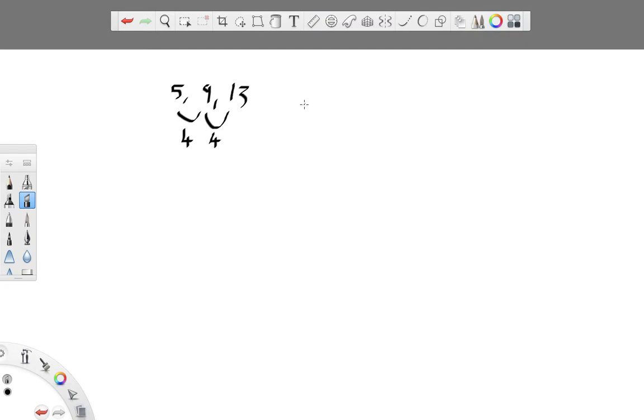So then we would find the nth term for this sequence. We know that it would be 4n, and then we want the 0th term, so we would take 4 away. 5 minus 4 is 1. So therefore we know that our nth term for this sequence would be 4n plus 1.